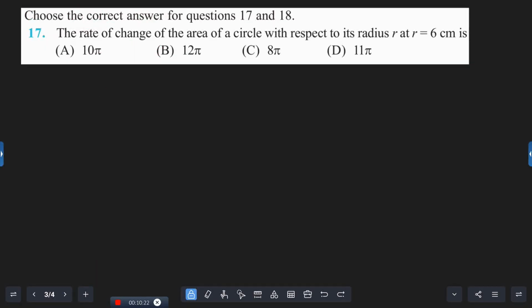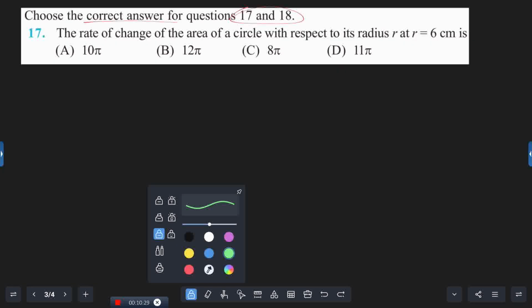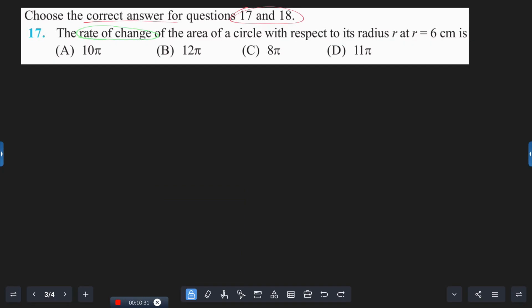Right, fine. Next is 17 and 18. It is choose the correct answer. Let's go to the 17th one. Rate of change. What is meant by rate of change? Differentiate the area of the circle. So we have to find dA divided by dr, with respect to its radius. dA divided by dr is equal to question mark. They are asking at r equal to 6 centimeter.